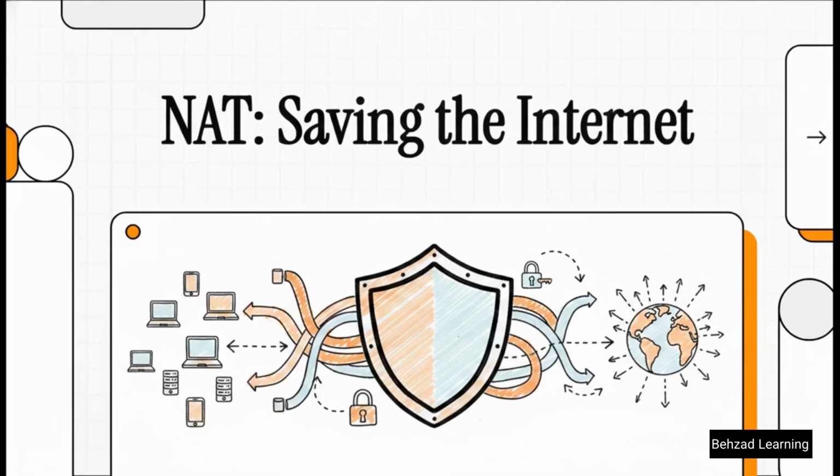Welcome to this explainer. Today we're uncovering how Network Address Translation, or NAT, executed a massive rescue mission to literally save the internet from collapsing under its own explosive growth. If you've ever wondered how we connect billions of modern devices using a system designed for just a fraction of that number, well, you're in exactly the right place.